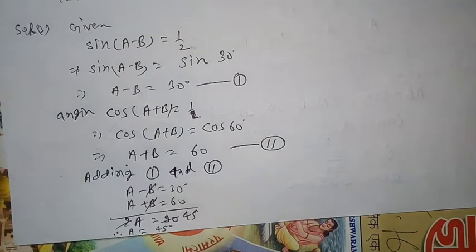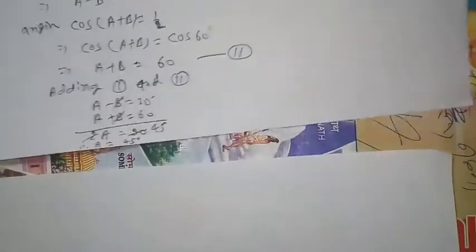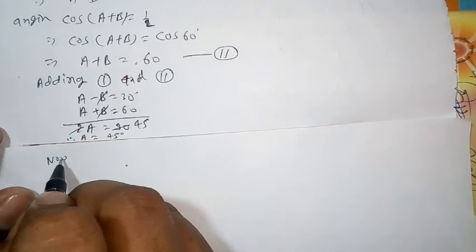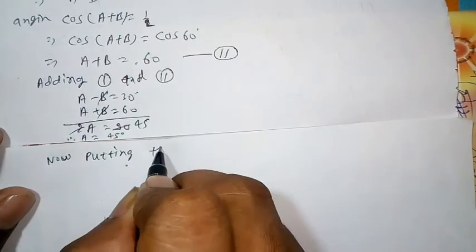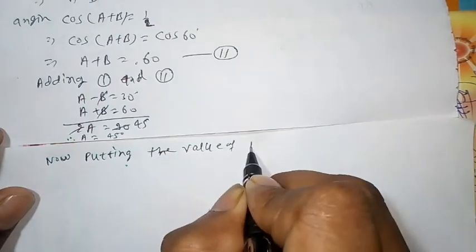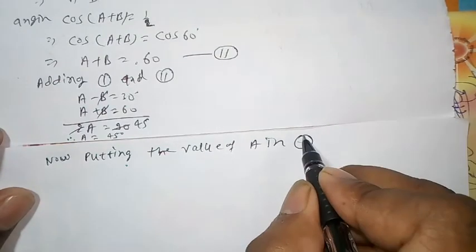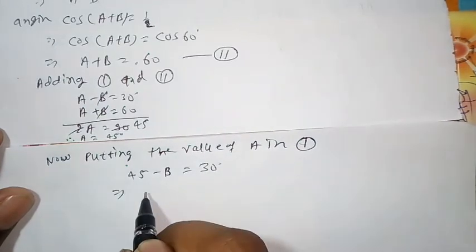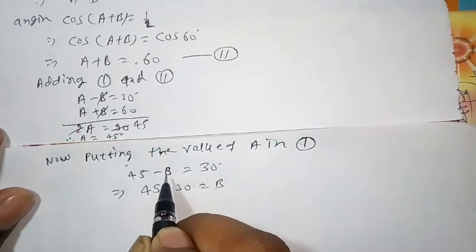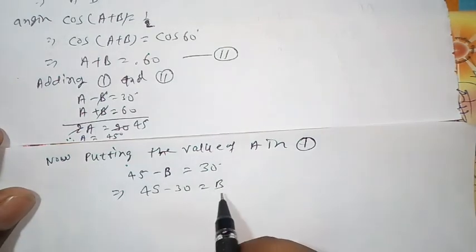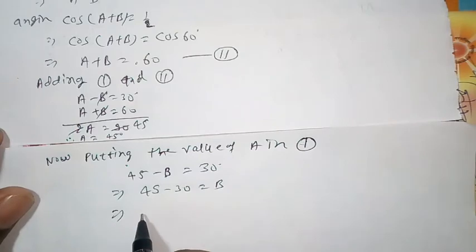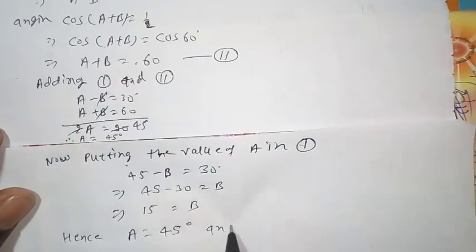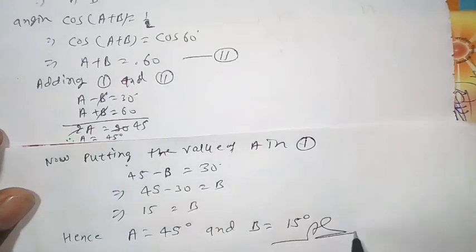Now I am putting the value of A in equation 1. 45 − B = 30 degree, implies 45 − 30 degree = B. B goes to the other side, then plus B. 30 goes to the other side, so minus 30, implies 15 = B. Hence A is equal to 45 degree and B is equal to 15 degree. Answer.